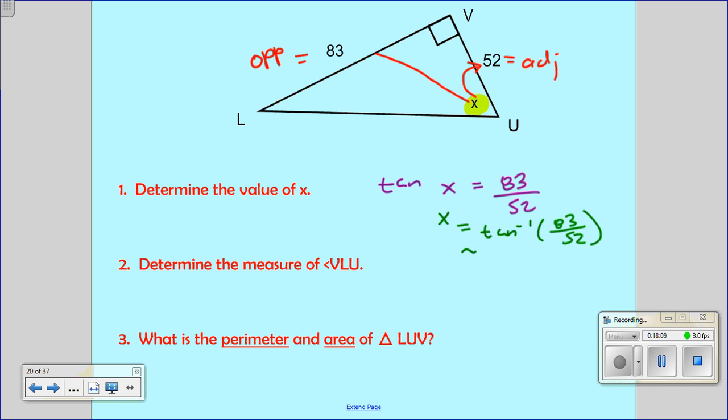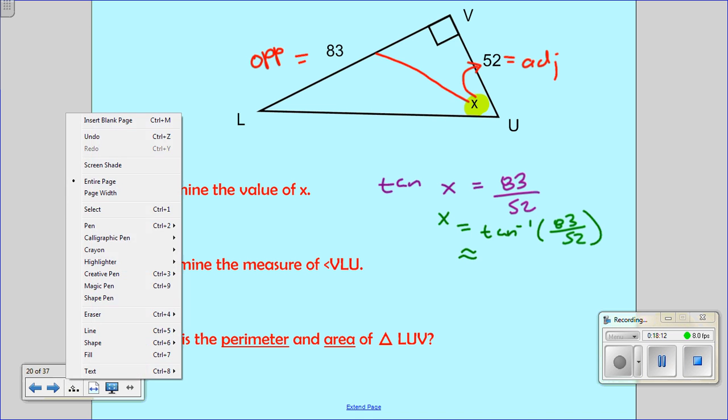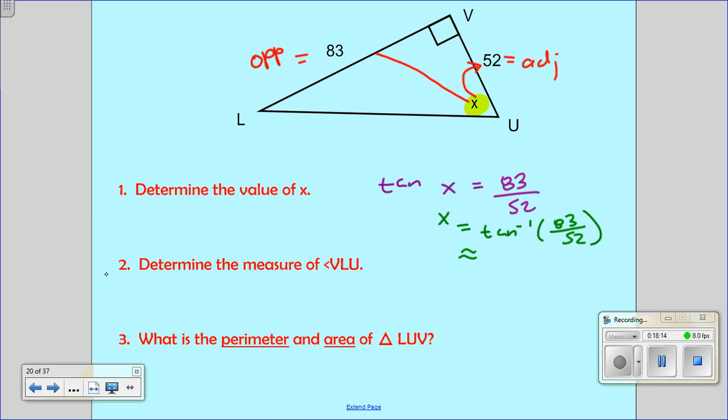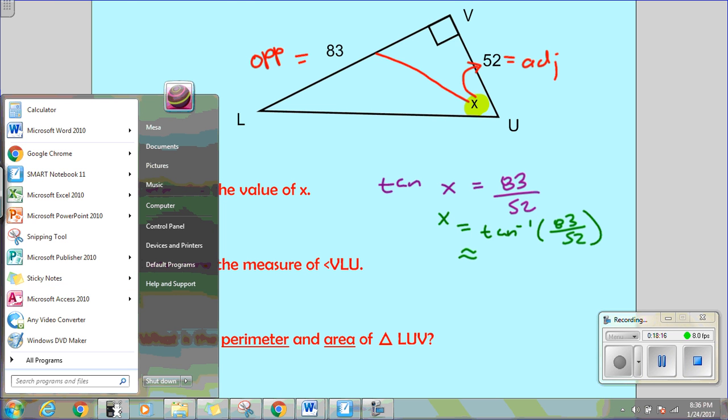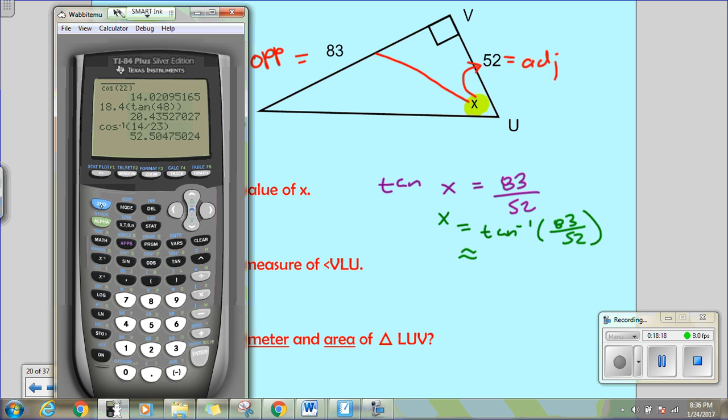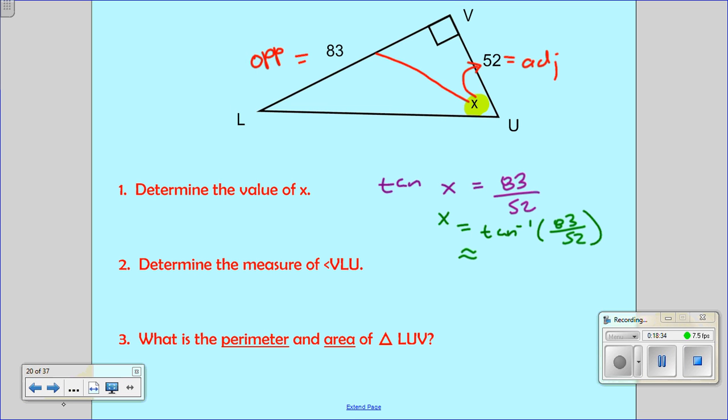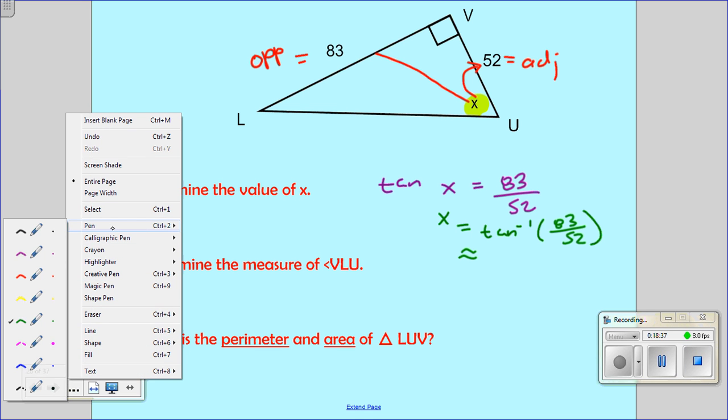And now we grab our calculator. Again, we're going to hit second first, and then tan, and type 83 divided by 52. And we get approximately 57.9 degrees. For angles, it's okay to round to the tenths place. I probably wouldn't do hundredths.